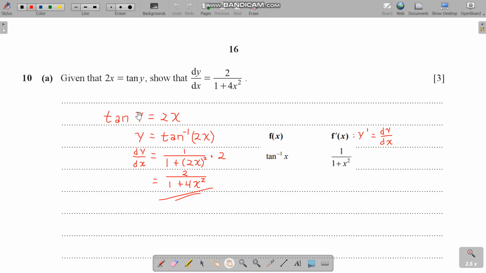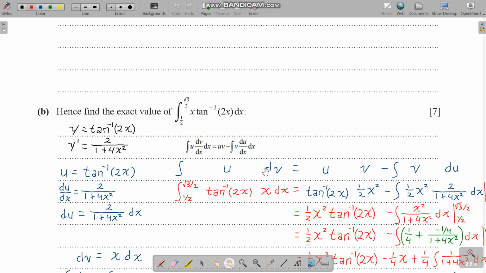So from tangent y equals 2x, we can use inverse tangent on both sides, so we have y equals inverse tangent 2x. For dy/dx, if you look at the MF19 formula, the derivative of inverse tangent is 1 over 1 plus x squared. Since the value we are dealing with is 2x, we use 2x all squared. This is multiplied by 2 because of the chain rule, so we have to multiply by the derivative of 2x, which is 2. Okay, chain rule. So we get what we need to prove.